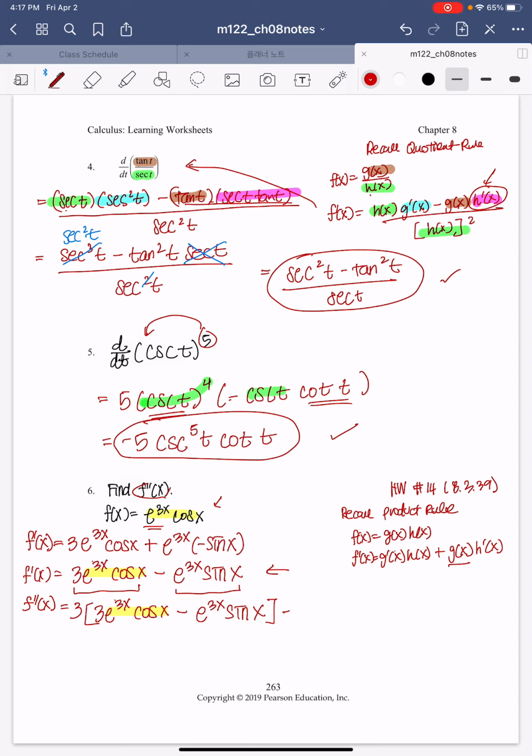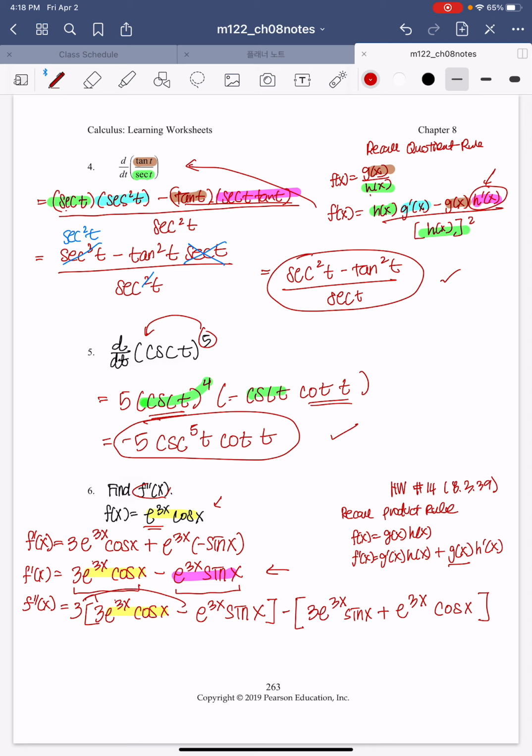I have to take the derivative of this part. That requires a product rule. So let's do it. I'm going to have 3e to the 3x, that's the derivative, times sine x, plus g of x is e to the 3x, times the derivative of sine, which is cosine x. Okay. Now let's do some math, distribute and simplify.